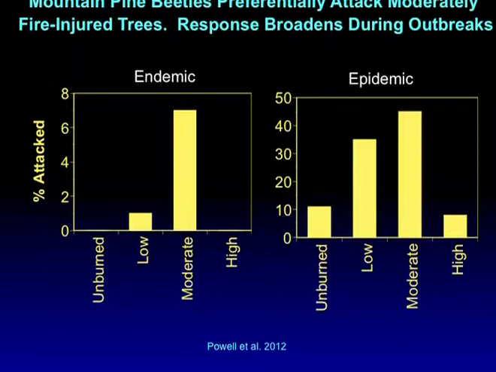In those stands where they were in the eruptive phase, they showed the same preference pattern, but now once again, things were expanding and they were starting to get some of the unburned trees. But the preference really is here for the moderately injured trees. And it turns out these beetles are pretty smart. They know what they're doing.